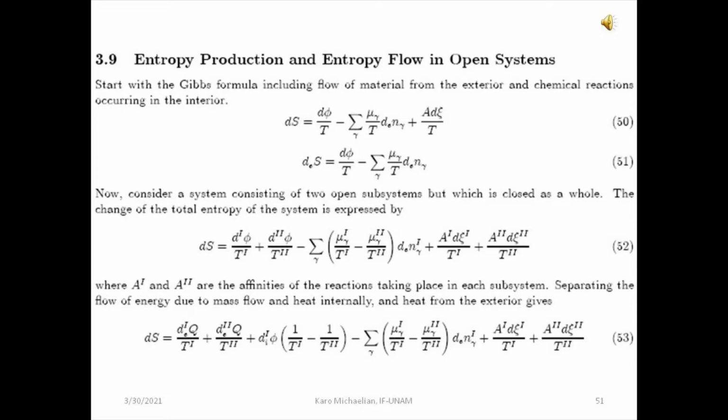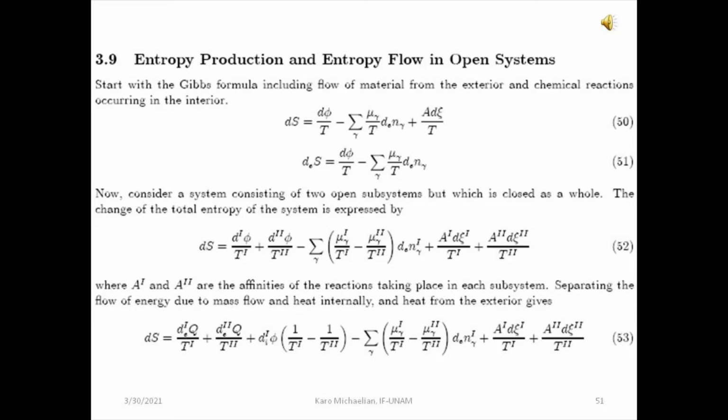Now let's consider a system consisting of two open subsystems, but which is closed as a whole to the environment. So between the two subsystems there can be a flow of energy and a flow of matter. But to the environment there can only be a flow of energy. So for this system, the Gibbs equation, equation 50, becomes equation 52, where we now have the two subsystems that we have to label 1 and 2.